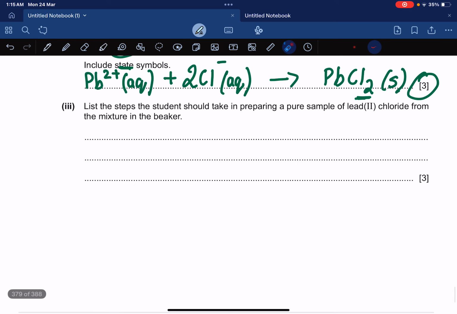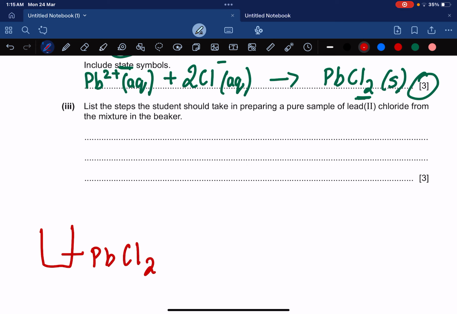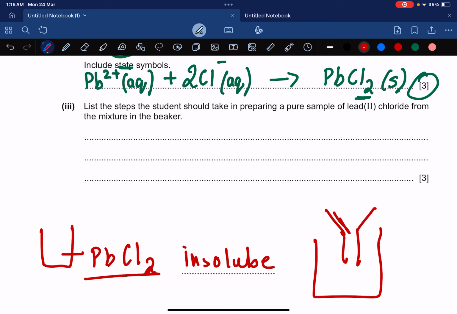Okay? Now let's move on to the next question, which says: list the steps the student takes in preparing a pure sample of lead 2 chloride from the mixture in the beaker. Now the mixture in the beaker basically contains your lead chloride, which is insoluble. Okay? Now since you have an insoluble substance, it's simple, you just take a filter paper and filter it out. The residue on the filter paper is basically your lead chloride. You're simply going to wash it, and then you can dry it between sheets of filter paper. So the first step is going to be filtration.